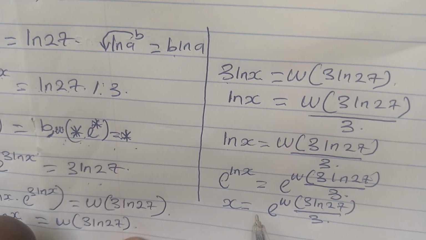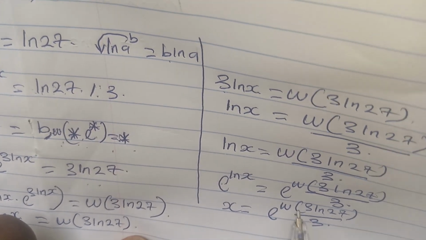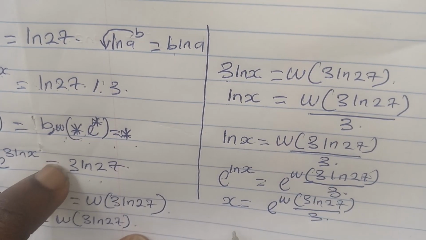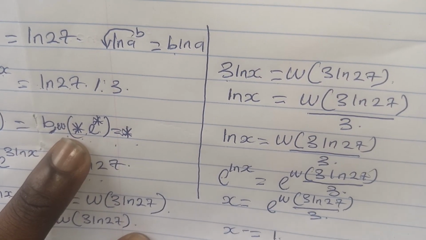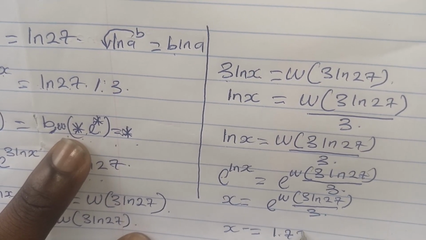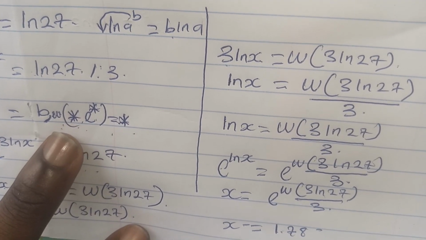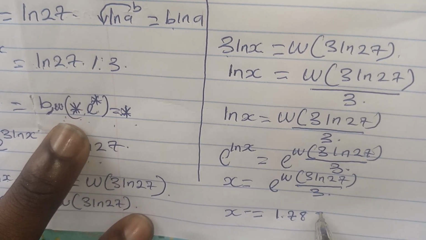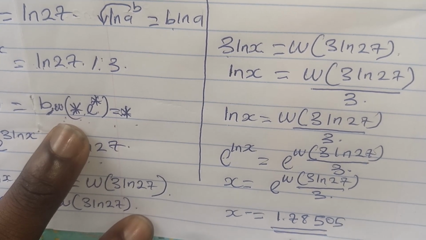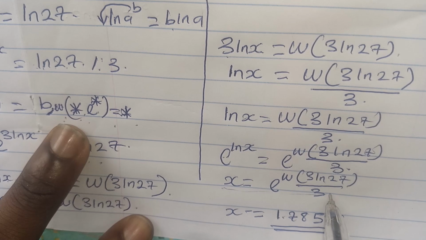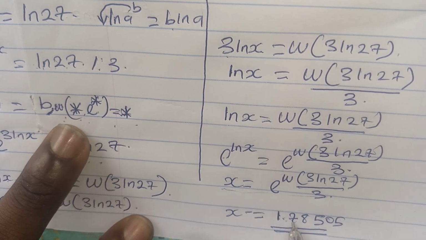And the real value of x, if you punch this into the Wolfram calculator, our x equals 1.78505. So this is the value of x when you punch the whole of this into a Wolfram calculator.